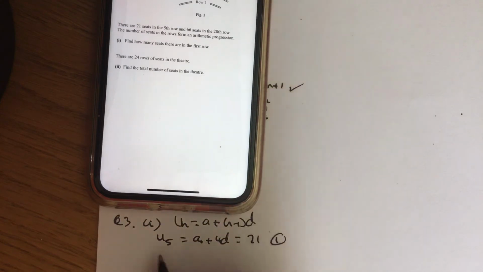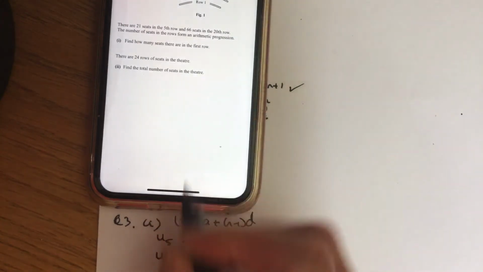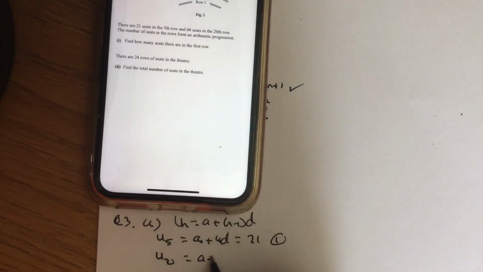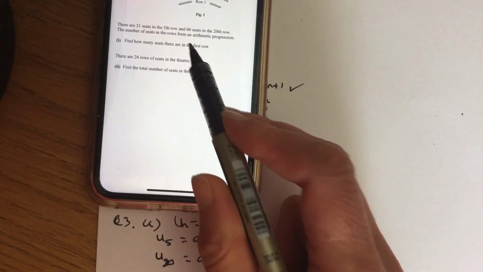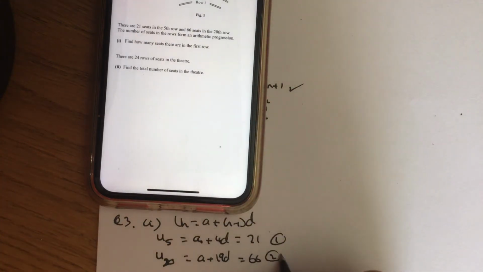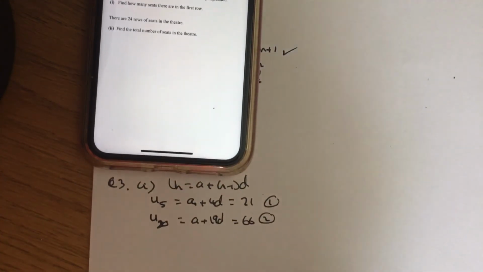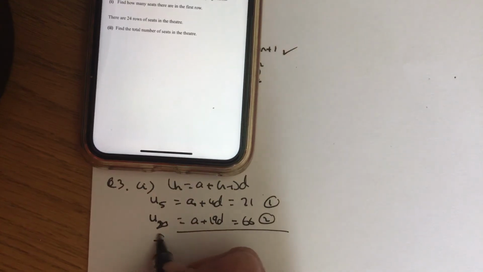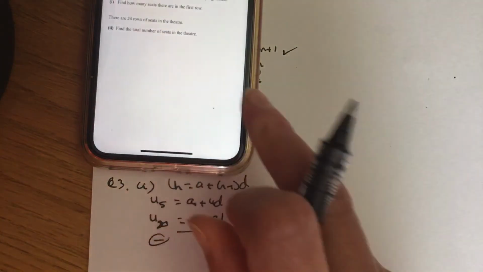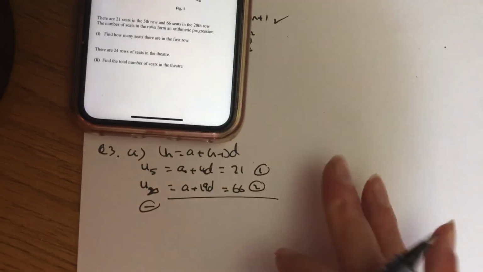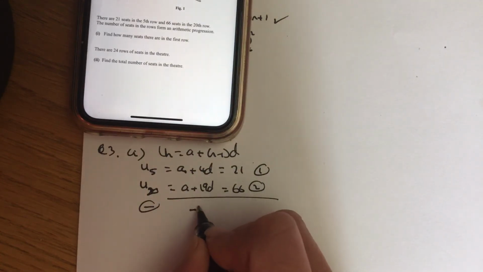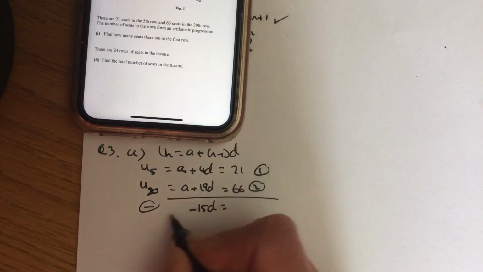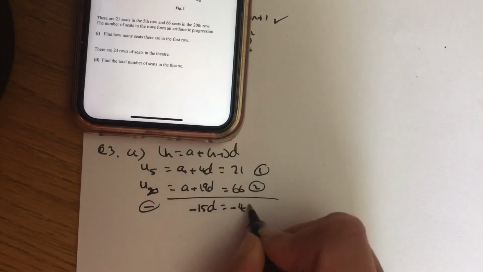Let's call that equation 1. For the 20th row, you've got a plus 20 minus 1, 19d. And you're told from the question that is 66 seats. Call that equation 2. I've got two equations. Just subtract them. A minus a disappears, so that's gone. 4 minus 19 is minus 15d. 21 minus 66 is minus 45.